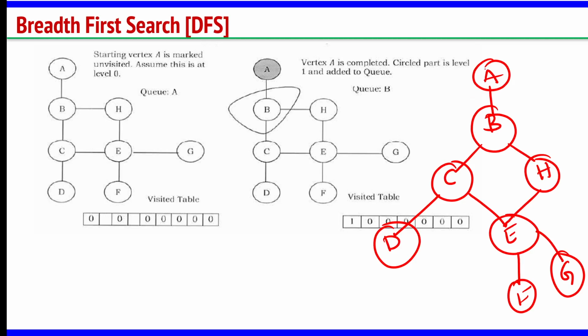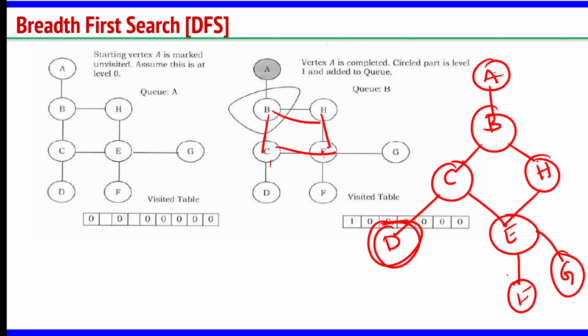If I just tilt it and draw it neatly, it becomes like this: A, then B. B has two paths, that is C and H, both combining to E again, and C has a child D, E has children F and G. So, this is our level BFS.